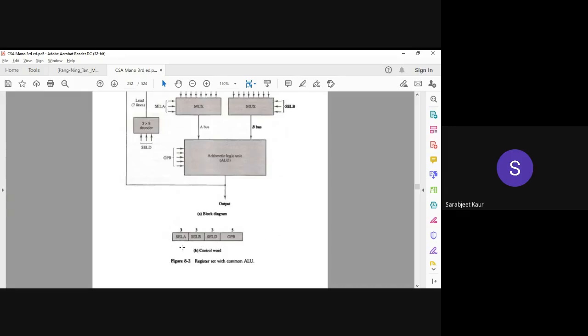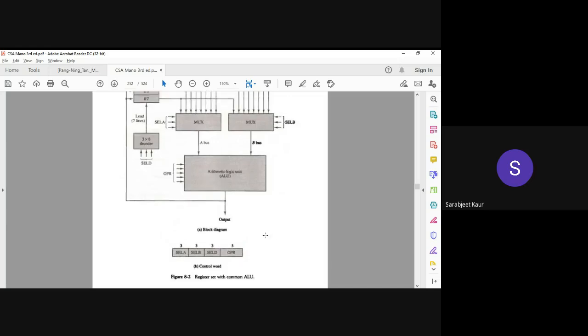And you must also remember the order in which these fields are placed. The 3-bit cell A comes first, then the 3-bit cell B, 3-bit cell D, and then the 5-bit OPR. So this is what you have to remember in this sequence only.